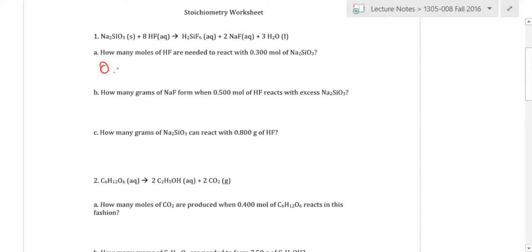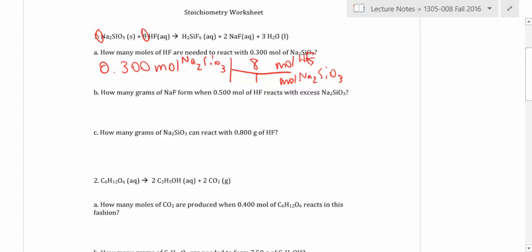So I start with my 0.300 moles of Na2SiO3. And I'm going to convert that to the moles of HF. From the moles of Na2SiO3. Okay, and their relationship comes from here. There's one of these for every 8 of those. So 8 to 1. What did that come out to be? 2.4? 2.4 moles of HF. Okay, next one.